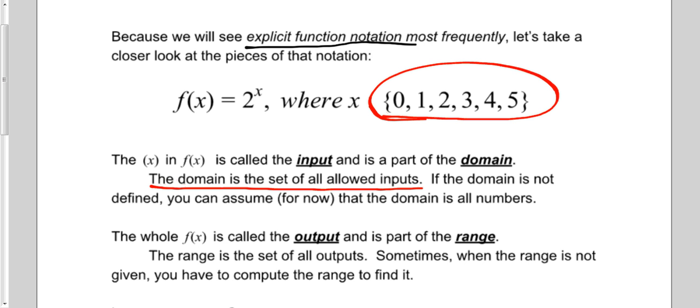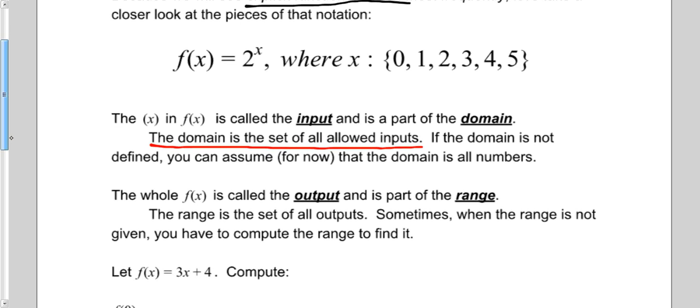Now, if the domain is not defined, meaning I don't have this stuff right here, this stuff is gone, then you can assume for now that the domain is all numbers. So any number that you can think of, I can put in that function. Now, the whole of f of x, this whole thing, is called the output, and it is part of the range. The range is defined as the set of all outputs. Sometimes when the range is not given, you have to compute the range to find it.